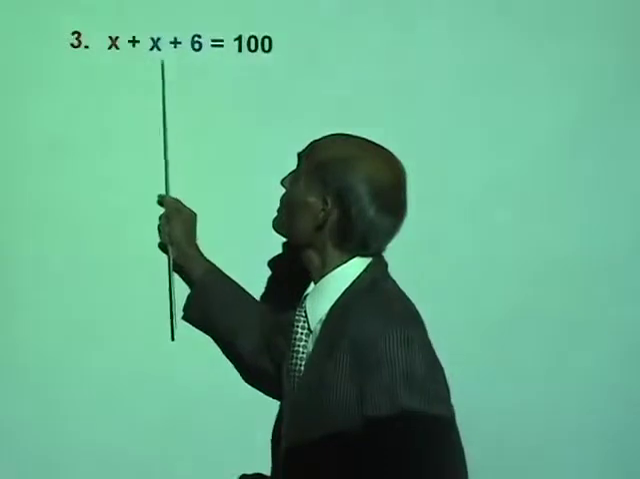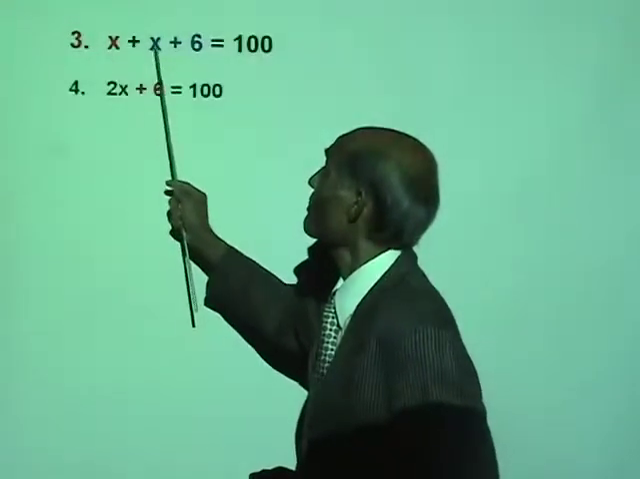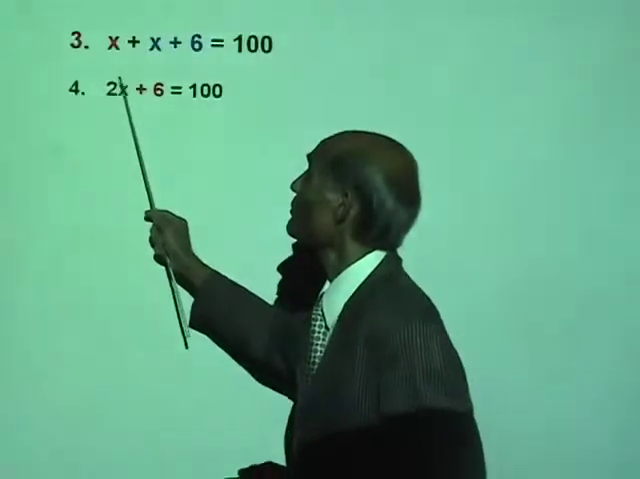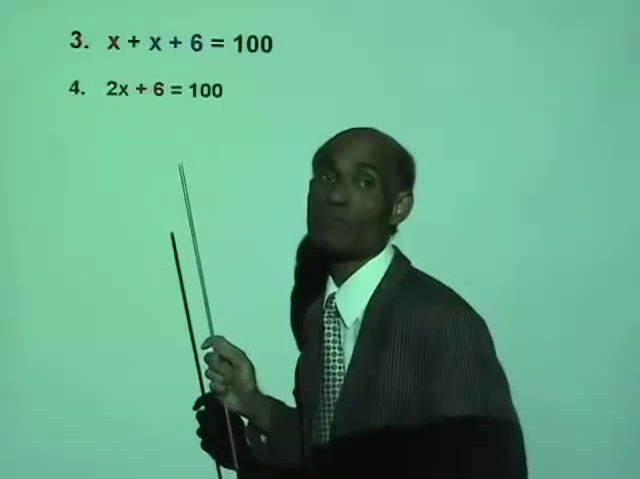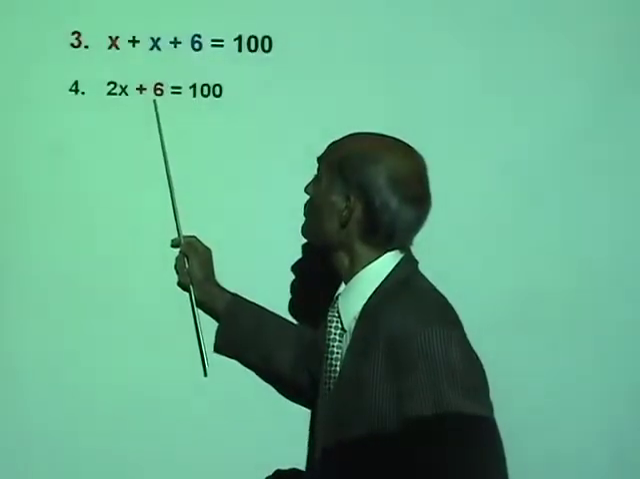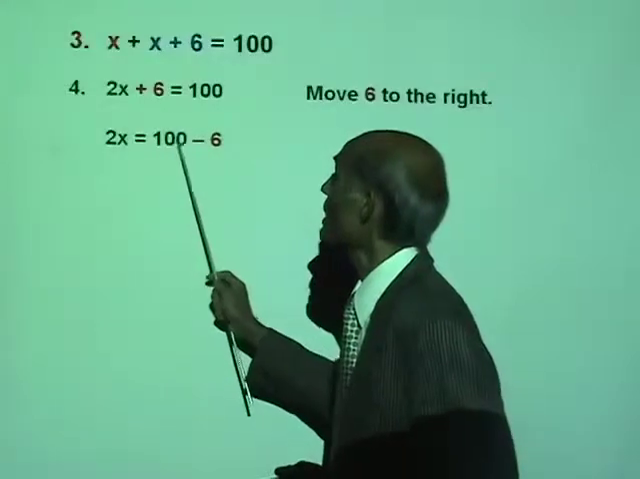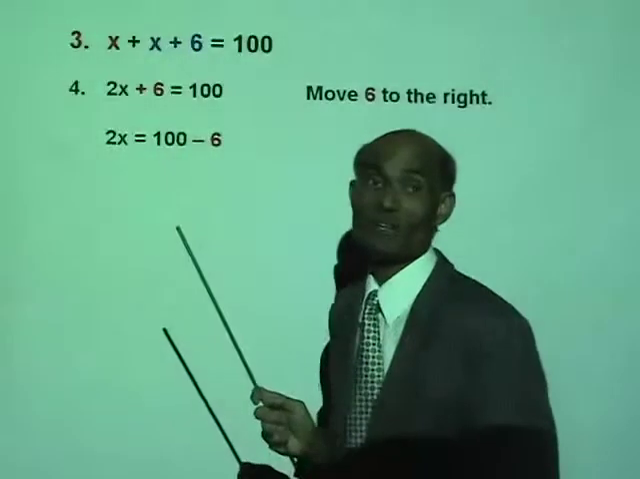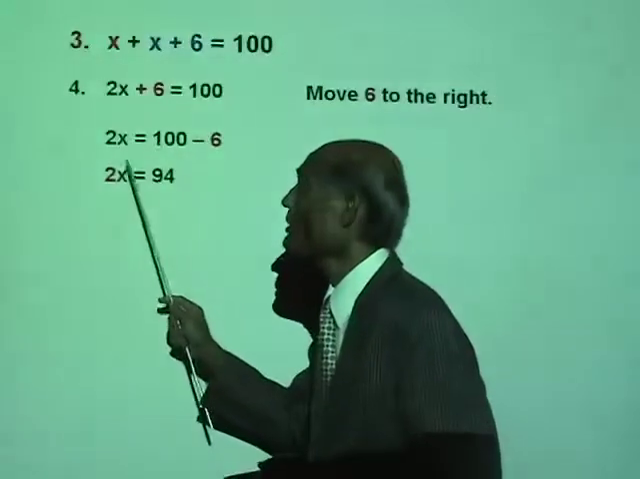The first thing to do is to combine terms on the left. x plus x is 2x. 2x plus 6 equals 100. Now move this 6 to the right. You get 2x equals 100 minus 6. And 100 minus 6 is 94.